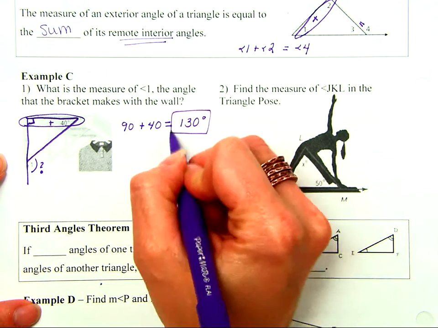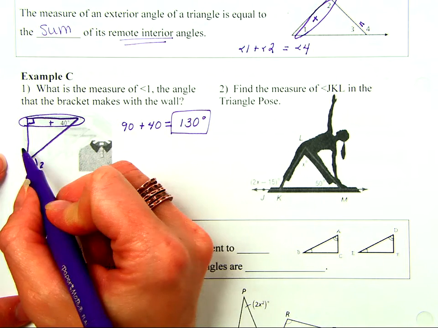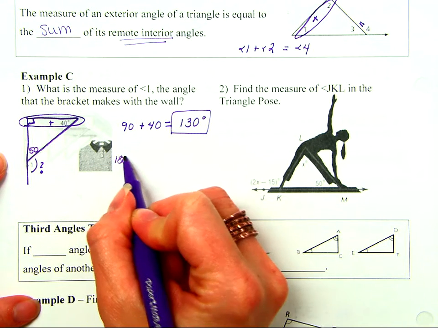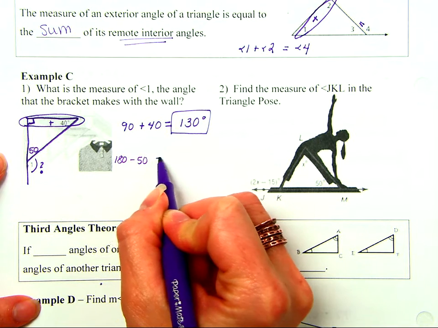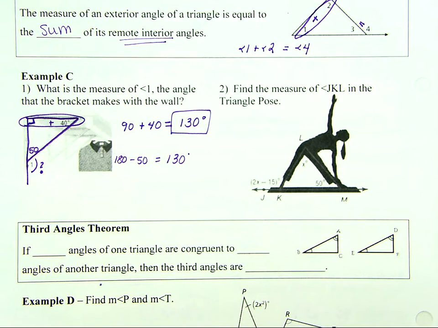Now that's not the only way to do that, because some people may say, well, if this is 90 and this is 40, this would be 50. And 180 minus 50 would also give me 130 degrees. So in that case, you could solve it either way.